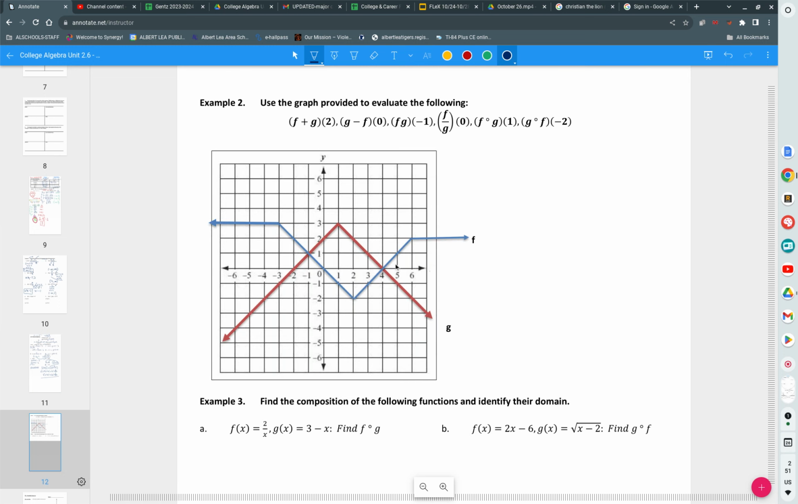Okay. Good job. Flip it over to the other side. Now we got to talk about what to do if we see it graphically. These are not difficult. They're just slightly different. Here it says we want to take f plus g of 2.